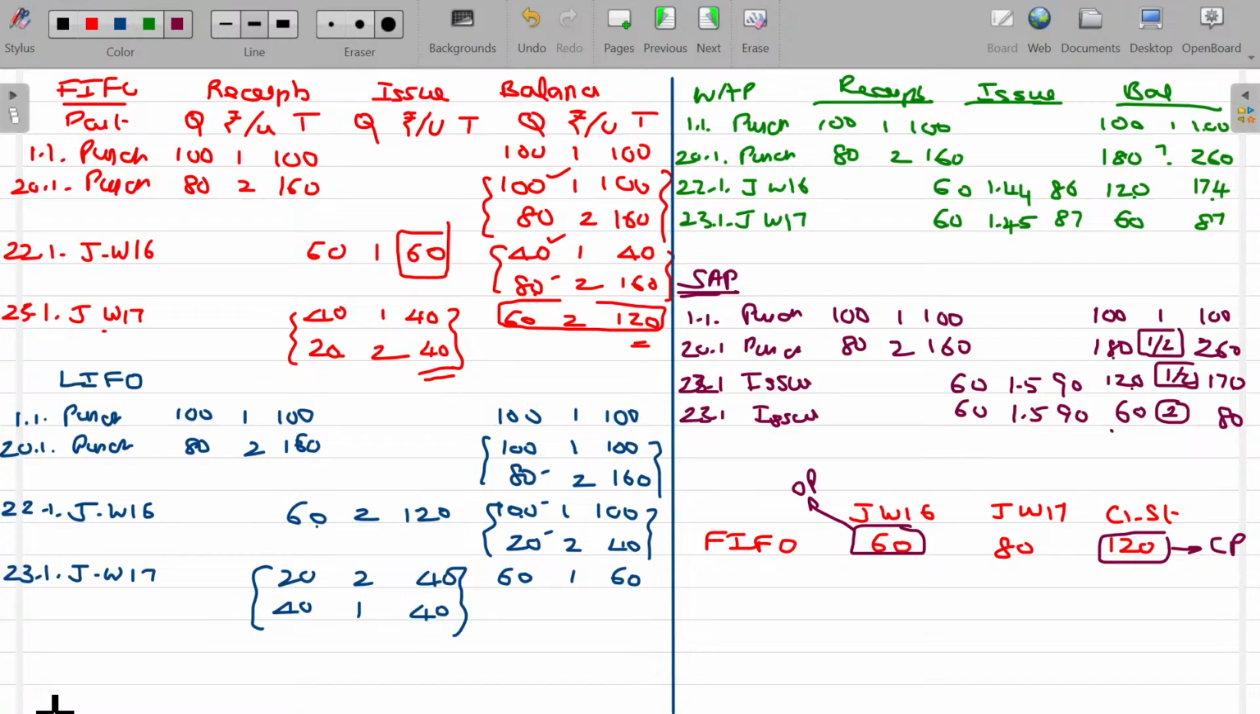This is the drawback of the FIFO method. If the price is hiking, definitely FIFO is not advisable. If the price is decreasing, then FIFO is advisable. Because the stock we have will be at the latest price, the cheapest one. The stock we have purchased is the cheapest purchased value, that will be kept. The stock we purchased earlier by paying a higher value is recovered from the customer.